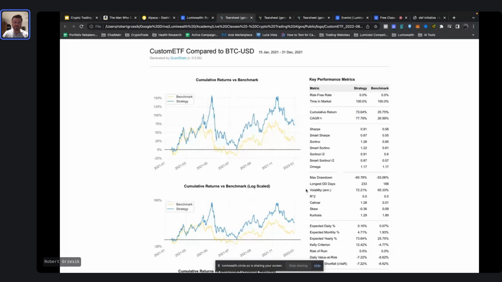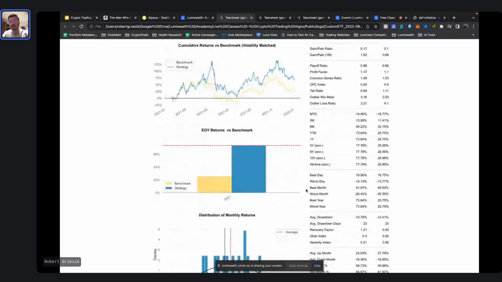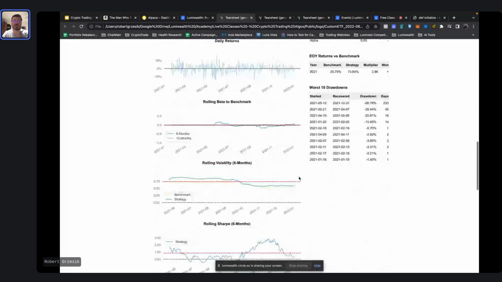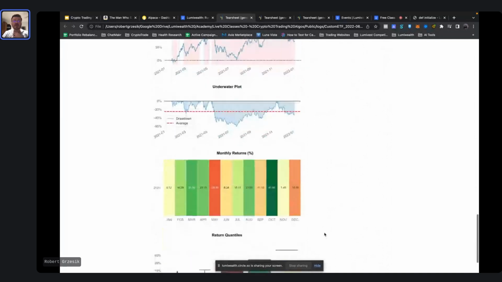Here's a breakdown of more of the details behind it. We have a lot of stats you can look at if you're interested, right? Everything from a distribution of monthly returns to how does it stack up with volatility and Sharpe ratios? How do we do in each month? We have very specific breakdowns of all these things.